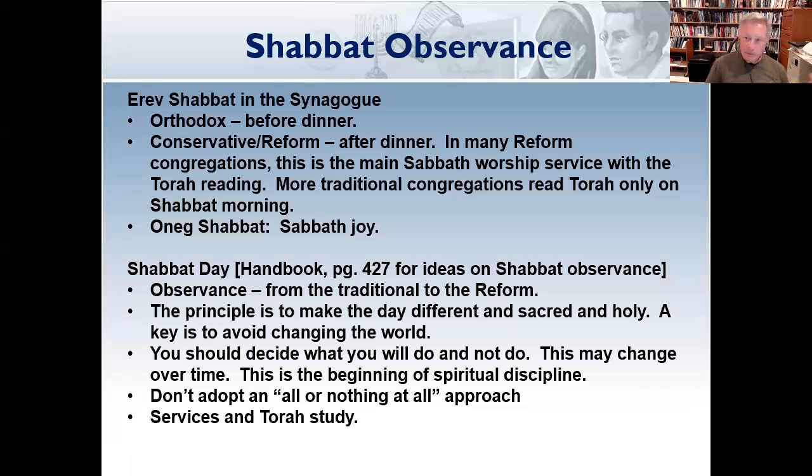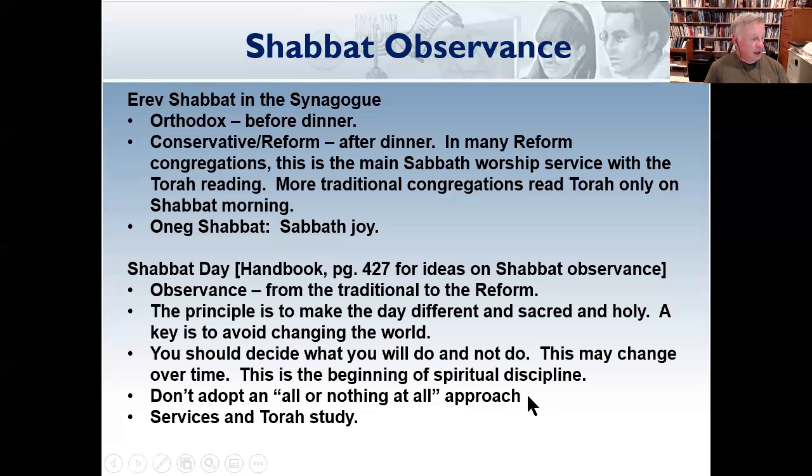You know, we'll talk about keeping kosher. You can talk about observing holidays. These are spiritual disciplines. And spiritual disciplines can and will improve your life. If you were Orthodox or Conservative, you would have specific, detailed instructions on what you're supposed to do. Life is more flexible in the Reform world.